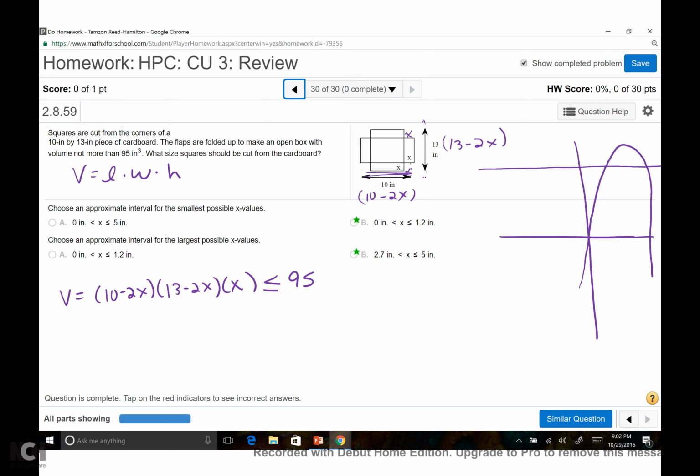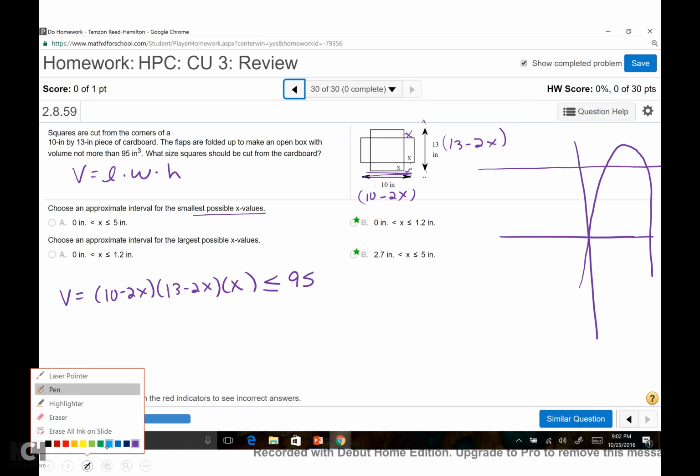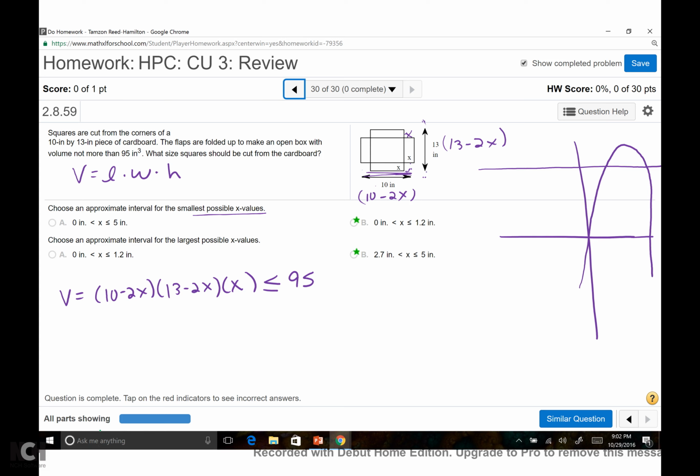Okay? Sorry, there's two answers here. So choose an approximate interval for the smallest possible x values. If I want the smallest possible x values, I'm looking for when it is below this 95 line. So from here to here. Yes? Alright, so we've got to get those intersection points.